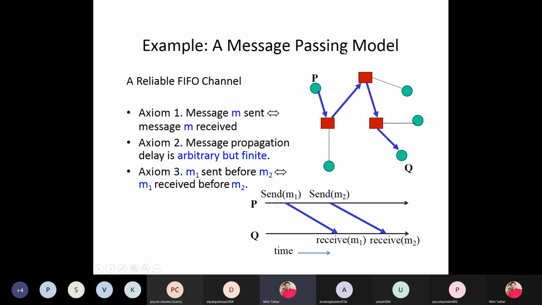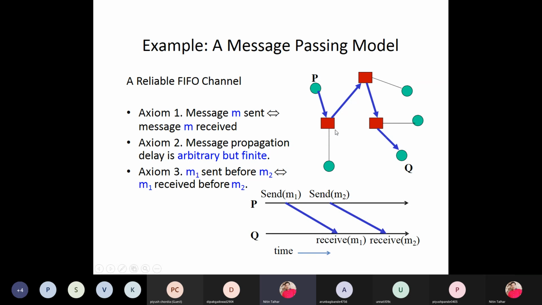So here the message passing model is shown on the screen. You can see this is a FIFO channel, the first in, first out channel. Here is the message being sent and the message being received. You can see this is a node. The P represents the node, and this is the message that is transferred from node P to node Q.